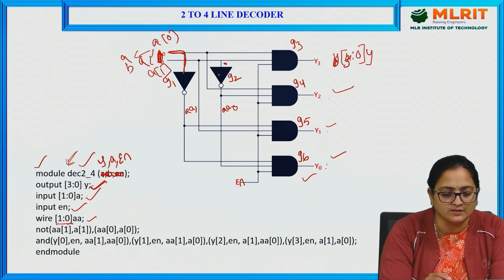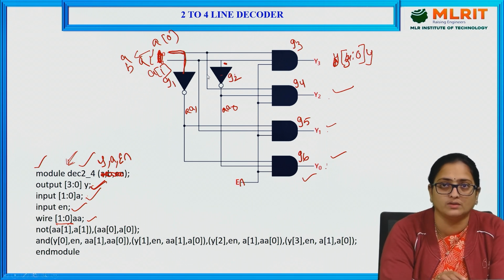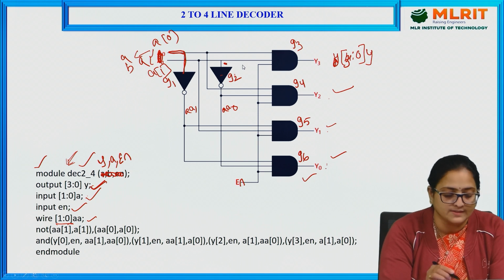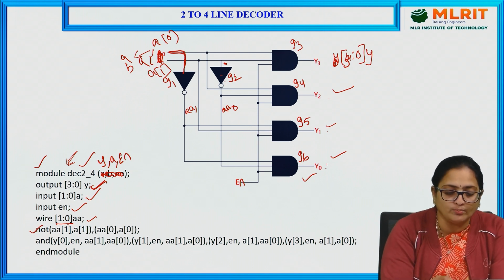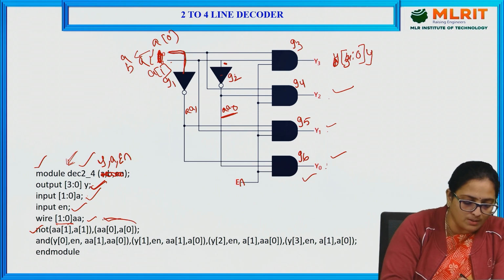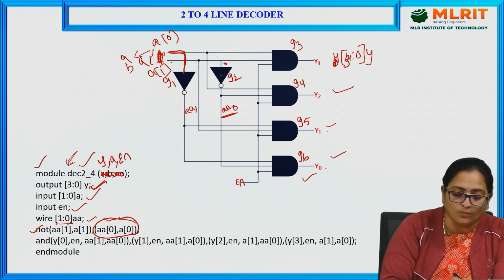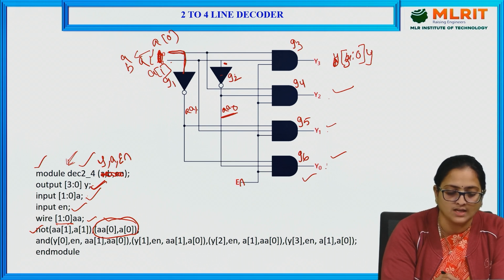Now see here, this is a NOT primitive. Instead of calling two NOT primitives here, simply I called a simple NOT primitive, and the output of the NOT primitive is A of 0 and input is A of 0. And for this NOT gate, A of 1 is the output of the NOT gate.